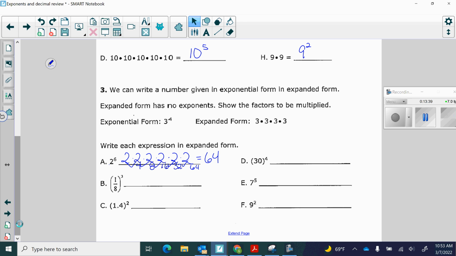Go for it. All right, guys. So how would I rewrite B? 1/8 with an exponent of 3. Bella?